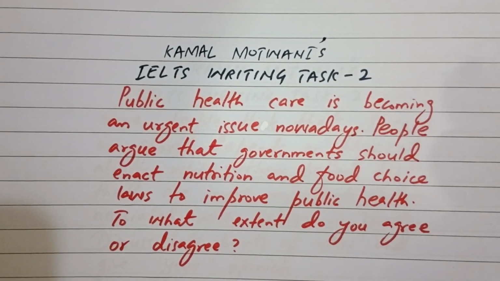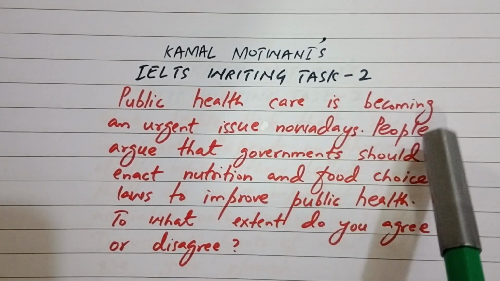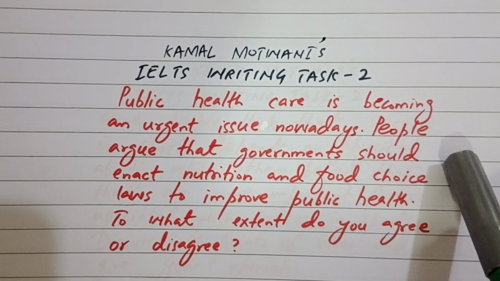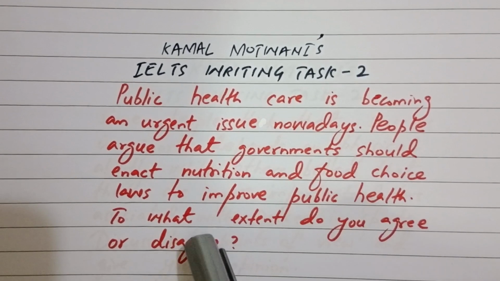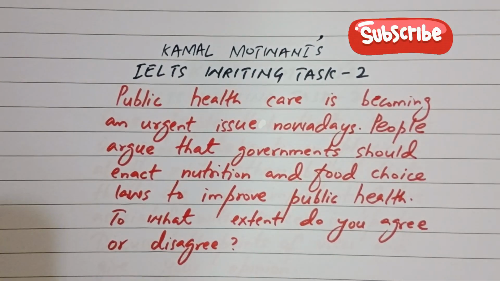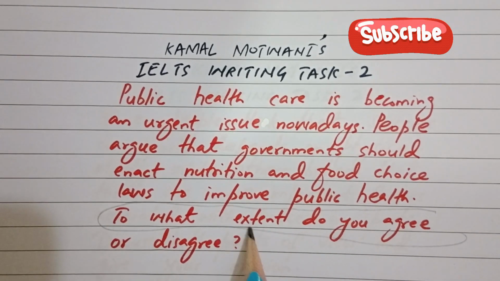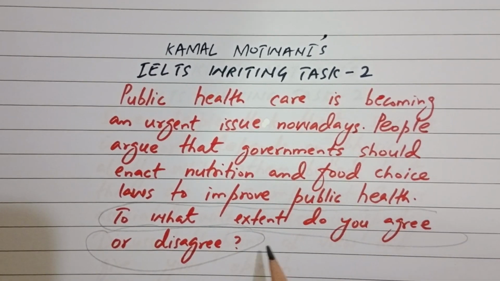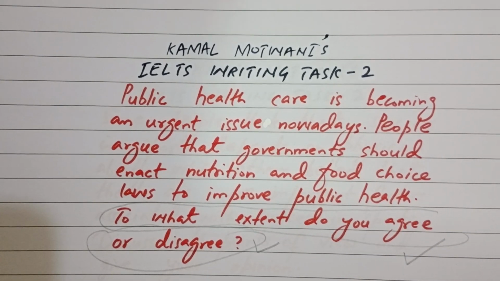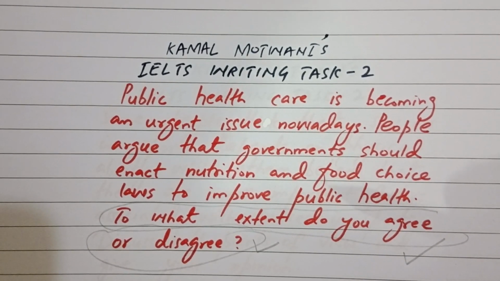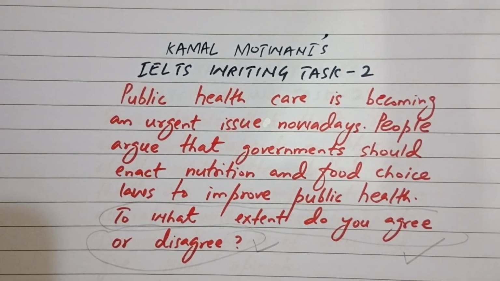Here is another topic. Let's learn how we will brainstorm this topic. Public health care is becoming an urgent issue nowadays. People argue that governments should enact nutrition and food choice laws to improve public health. To what extent do you agree or disagree? Now, the format of this essay, to what extent do you agree or disagree, has already been discussed. The links pertaining to the format of the essay are also available on my YouTube channel. You can watch them, or I'll put them in the description of this video. But here we are going to learn how to brainstorm the topic.